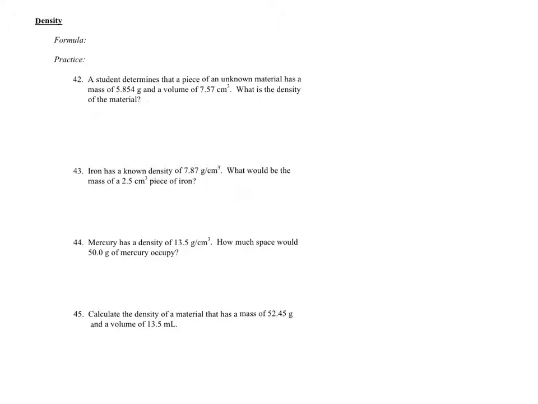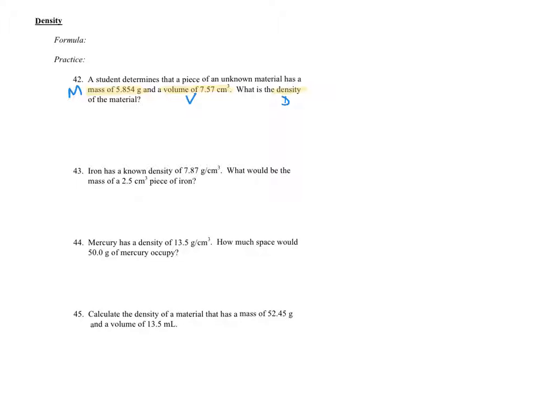So this says, a student determines that a piece of unknown material has a mass of 5.854 grams and a volume of 7.57 centimeters cubed. What is the density of this material? So you have a couple choices here. You can either write the letters next to it, so I see, okay, this is a mass for sure, because it says basically straight out, this is the mass. And again, this is the volume for sure, because it says this is the volume. And it asks you to solve here for the density D. So you see very quickly, you have an M and a V, and you're solving for the density D.